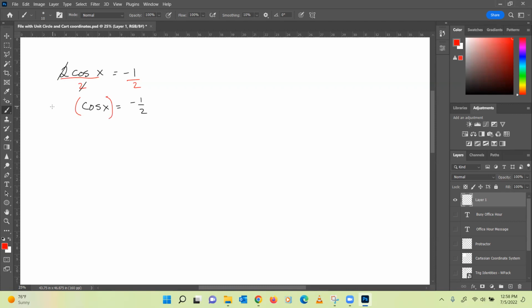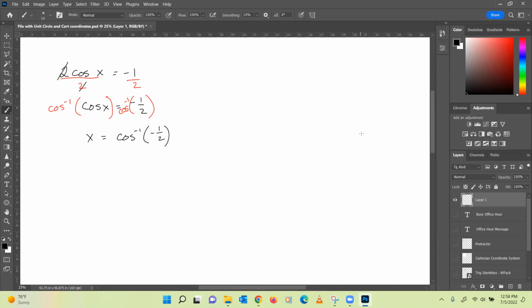Remember, that's our inverse. You're not going to divide by cosine because it's a function. You don't divide by a function, you take its inverse. So the arc cosine of the cosine of x, as we talked about in our last video, is x, just like the square root of something squared is that something. And so now we're looking for the arc cosine of negative 1/2.